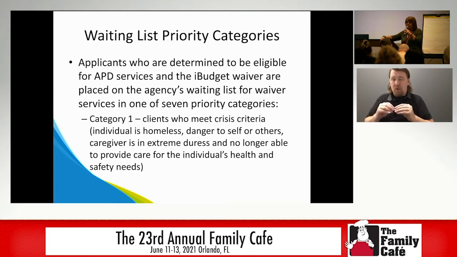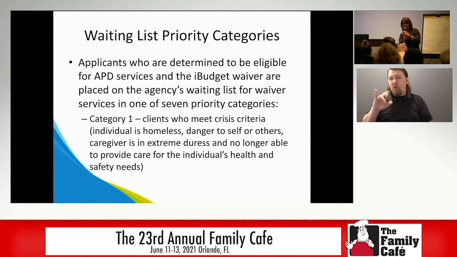We have a lot of situations where either the parents are getting older or the parents are diagnosed with terminal illness, or things happen where the individual needs a caregiver, but the caregiver is no longer able to provide care. So in those cases, they would meet the priority category number 1, which is for crisis.